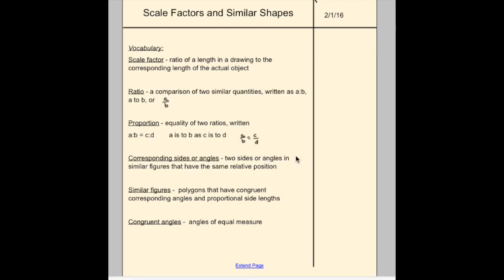So to get us started on our study of scale factors and similar shapes, there's a bunch of vocabulary here that I'm not going to sit here and read over, but instead I'm going to recommend that you copy it down into your notebook after hitting pause on the video. I'm also going to remind you that the act of copying it is one of the ways that your brain processes and learns information, so I'm going to encourage you to actually write it down.